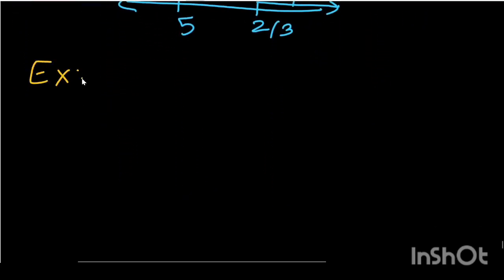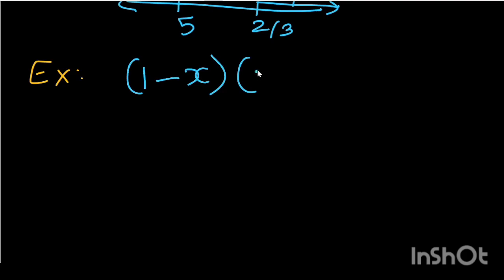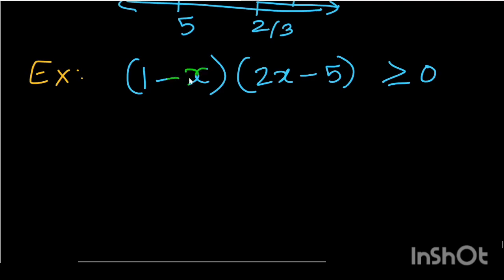Like if they are asking for (1 minus x)(2x minus 5) greater than or equal to 0. Since the coefficient of x is negative here, as you can see, and they are asking for plus, greater than or equal to 0, we can directly take the answer for minus. What I mean to say is, there is no need to write the shortcut or multiply by minus 1 as we did in the previous example.